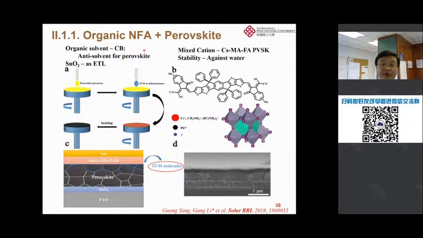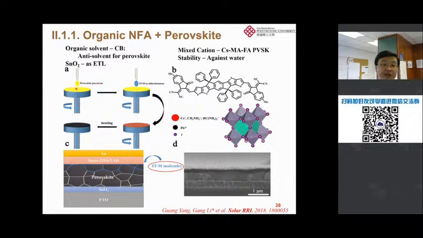In perovskite solar cells, the anti-solvent method, at that time in 2015, 2016, became the star method. It's used to get very good morphology and high efficiency.